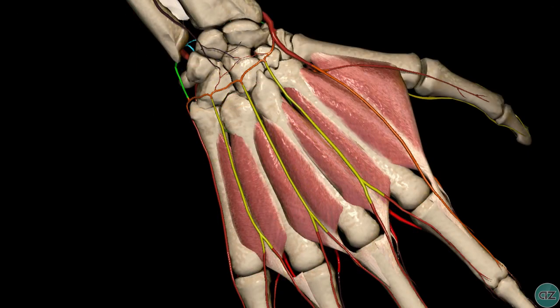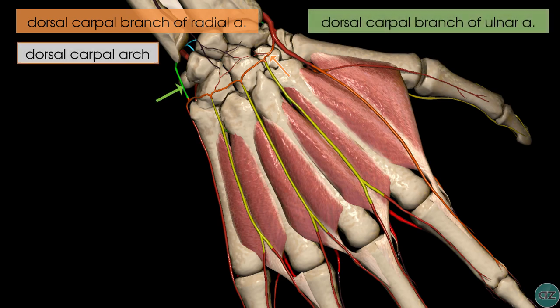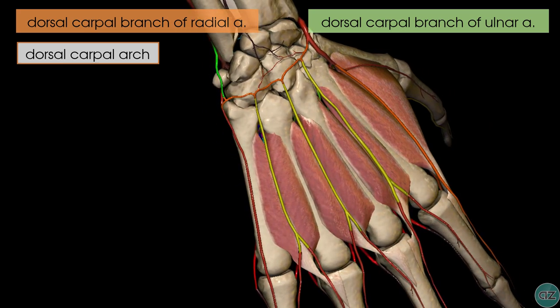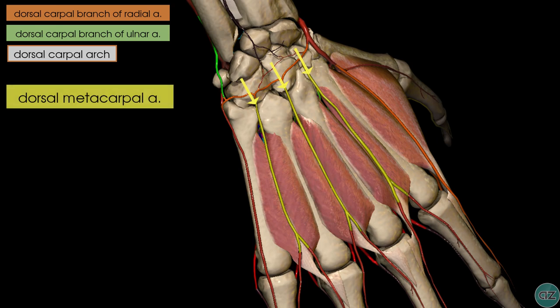Now just coming back to look at some of the dorsal branches of the radial artery. We've already seen the dorsal carpal branch which comes off the radial artery as it enters the dorsal aspect of the hand. This forms the dorsal carpal arch by anastomosing with the dorsal carpal branch of the ulnar artery, which we looked at before, and you can see it highlighted in green. In addition, you can see these arteries over here which come off the posterior interosseous artery and anastomose with the dorsal carpal arch. Now coming directly off the dorsal carpal arch are the dorsal metacarpal arteries.